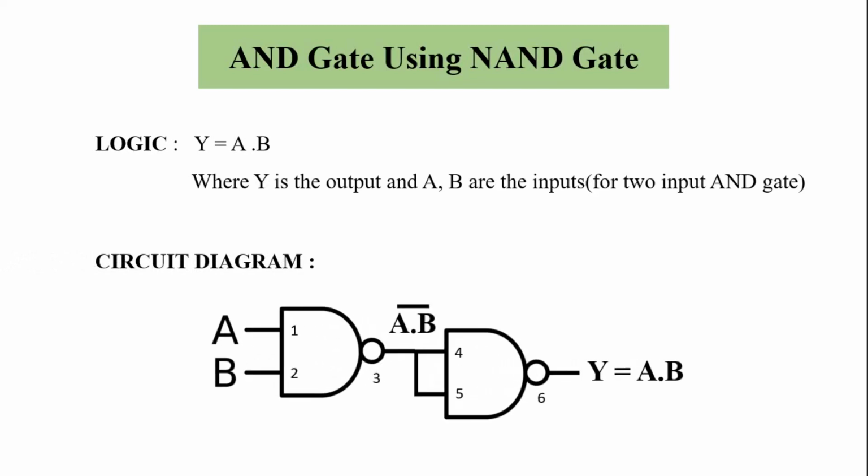Here we can see there are two NAND gates used. In the first NAND gate, two inputs A and B are given. So the output of the first NAND gate is A dot B whole bar. Now we have to complement this output to get the desired output. So we have to use NOT gate. But as the circuit is only made of NAND gate, we are using the previous circuit of NOT gate. Output from the first NAND gate is the input of the second NAND gate, and both the inputs are same. So the output will be A dot B.